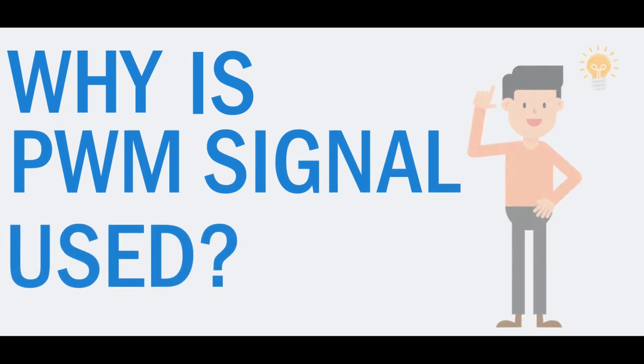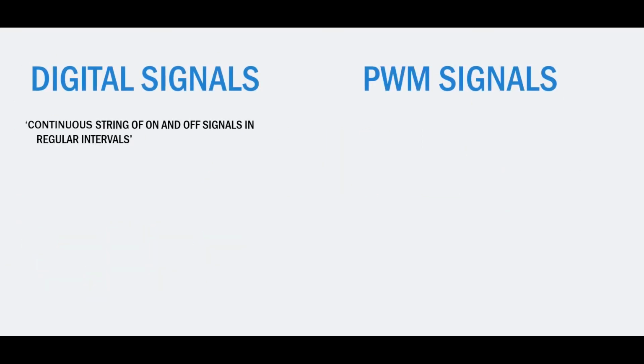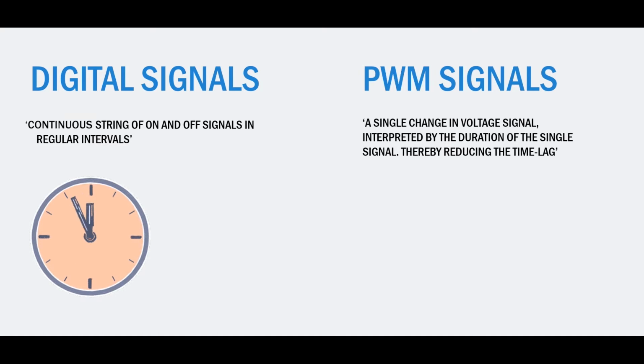So why are we using a PWM signal instead of a digital signal? A digital signal is a continuous stream of on and off signals at regular intervals, which takes much time to interpret. Whereas a PWM signal is a single change in voltage, which is interpreted by the duration of the single signal, thereby reducing the time lag between commands.